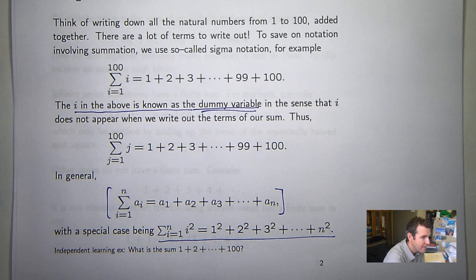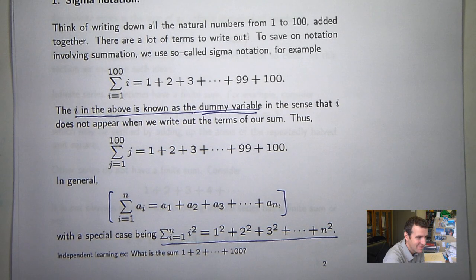Now as an independent learning exercise, see if you can add up all the whole numbers from 1 to 100. What do you get? This is a famous problem that was solved years ago by, I think it was Euler. Anyway, that's a little bit about sigma notation.